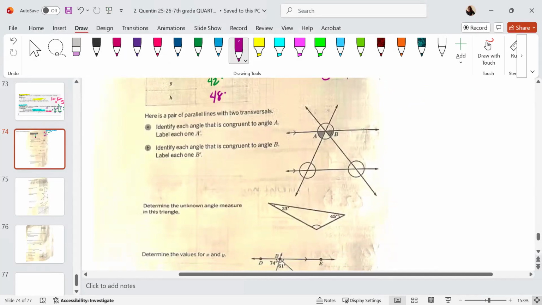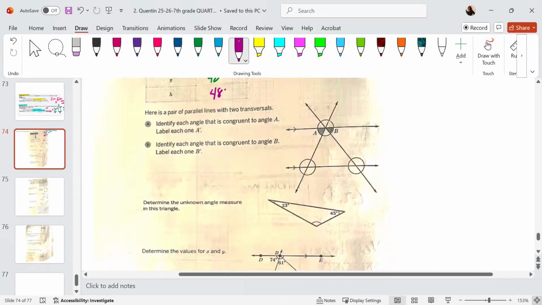All right, next one, A. Go. Identify, here's a pair of parallel lines with two transversals. Which one are the transversals? Grab your highlighter and make sure you identify the transversals. First, tell me where are the parallel lines?